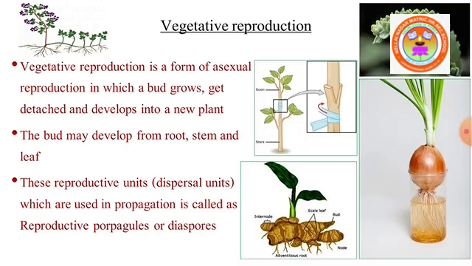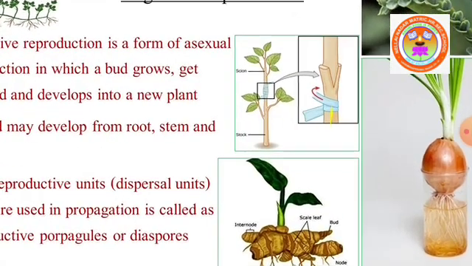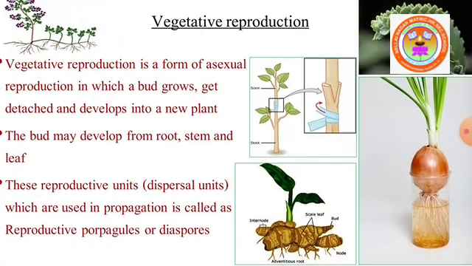So you are seeing onion, okay, and the ginger. This onion and ginger are also useful for vegetative reproduction as well as storage and perennation. So the unit of the reproductive structures used for propagation is called reproductive propagules or diaspores.